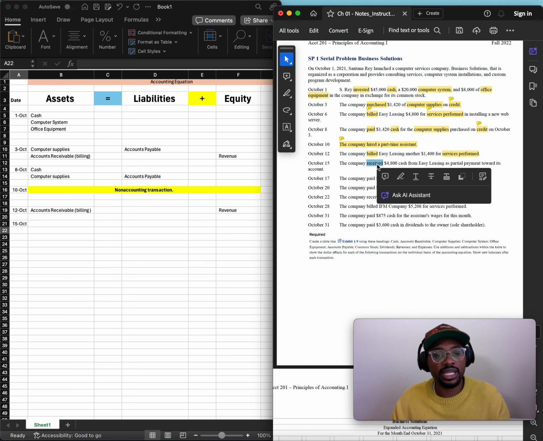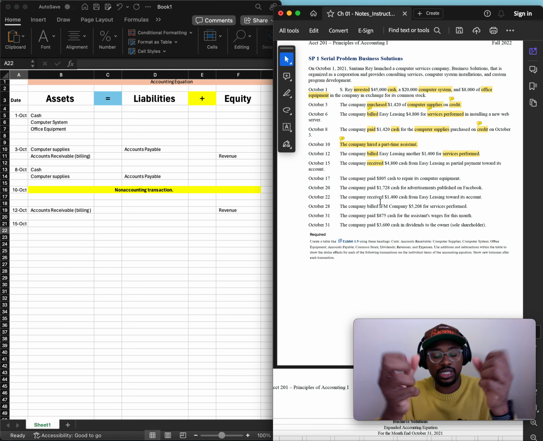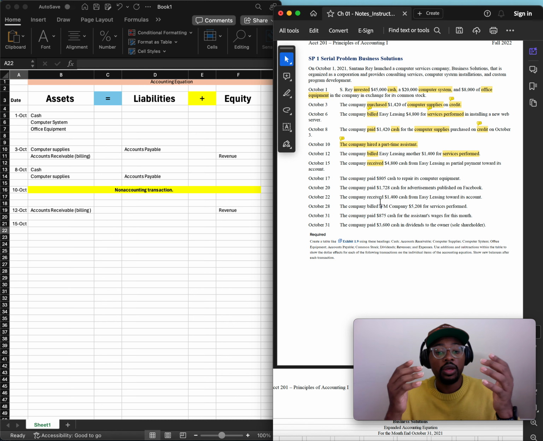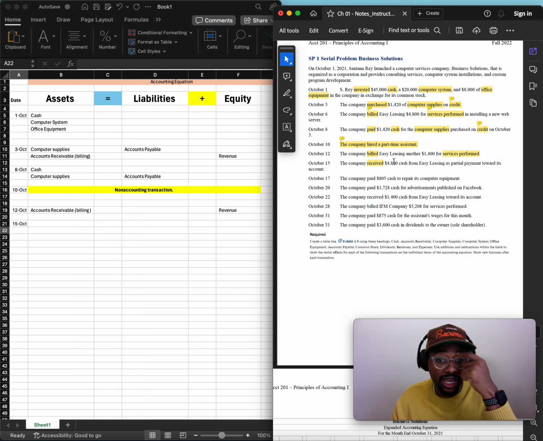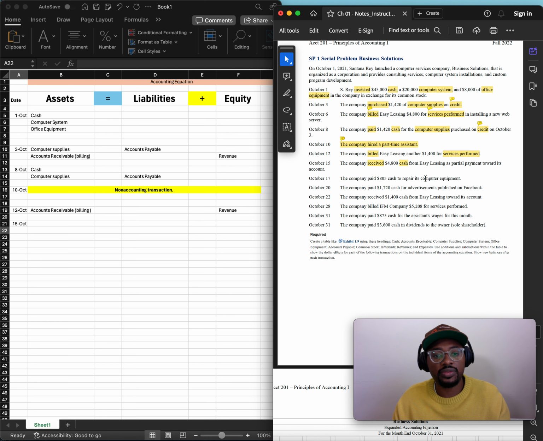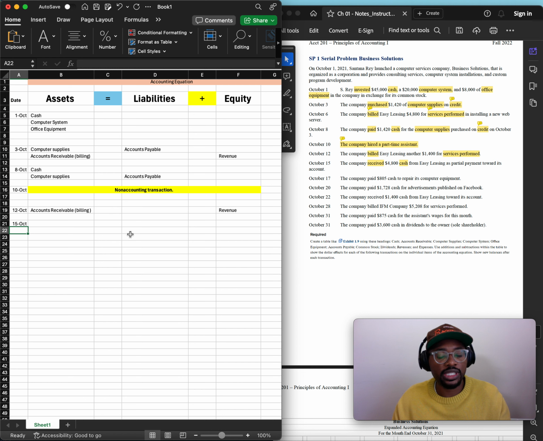It says the company received. That's another interesting word. When you receive, so now what are you thinking? Something that we are coming into possession of. So the company received 4,800 cash from Easy Leasing as partial payments towards this account. So again, what did we receive? We received cash. So what is happening? Our cash is going to be considered an asset because we receive it, it's ours.